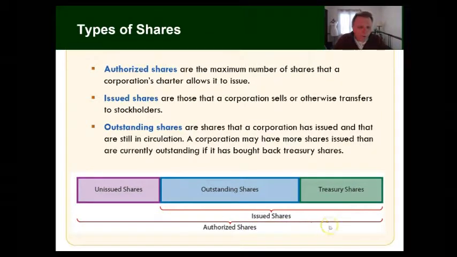Of all the authorized shares that are out there for a particular company, there are three different groups. There's unissued shares, maybe shares that are kind of held back. There's outstanding shares. Those are shares that the company has issued and they're in circulation. They're in the stock market, for example. And then there's treasury shares, which again are where the company owns its own shares.